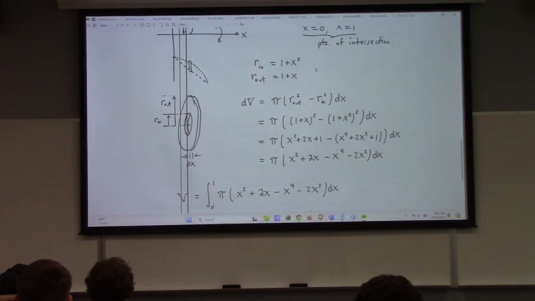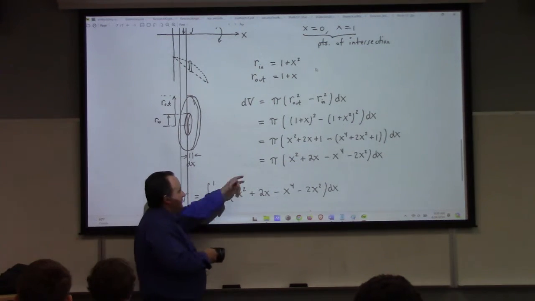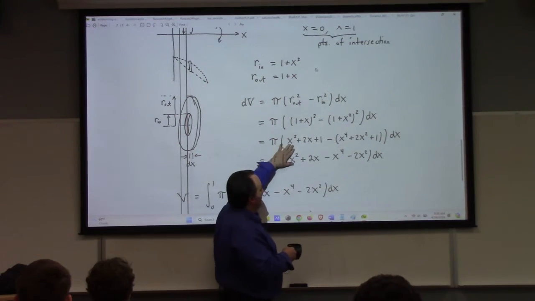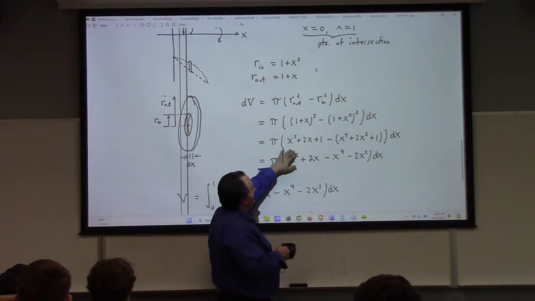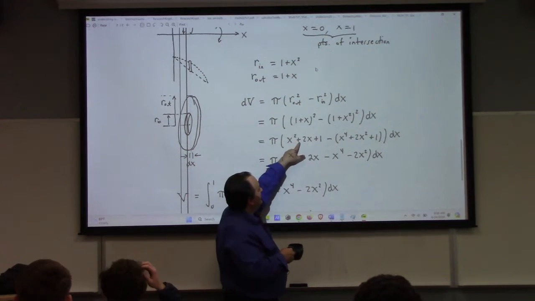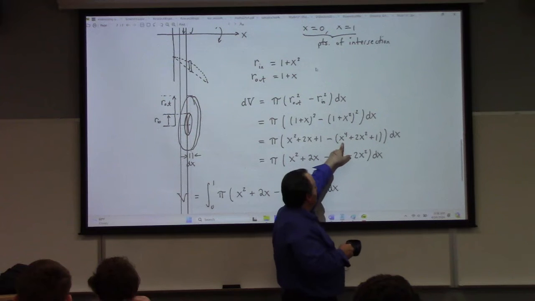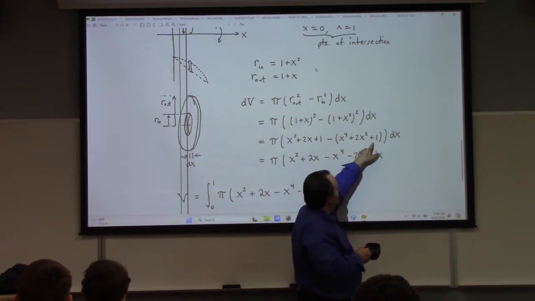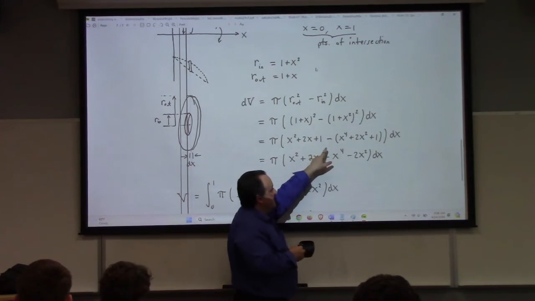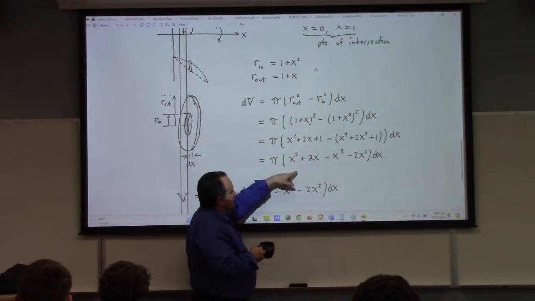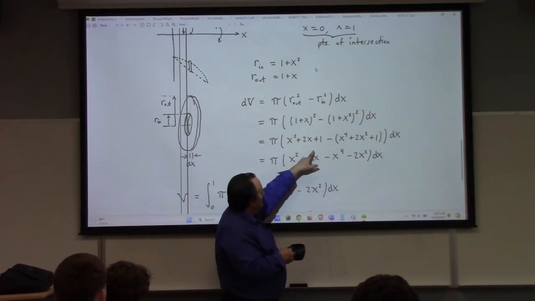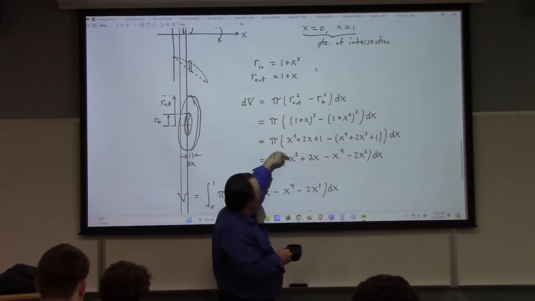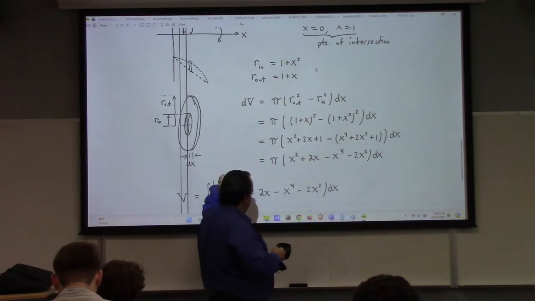If there was a place to make a mistake, more than likely, more often than not, it happens right in this area right here. So you have to FOIL that out. It gives me x squared plus 2x plus 1. To FOIL that out, it gives me x to the 4th plus 2x squared plus 1. I take the difference. That minus has to go on all three of those terms. So the ones, they'll be canceling. And then x squared minus 2x squared.